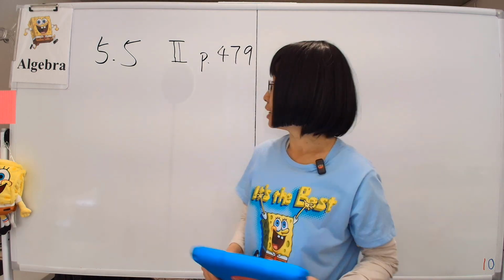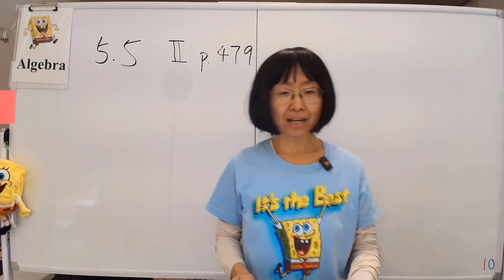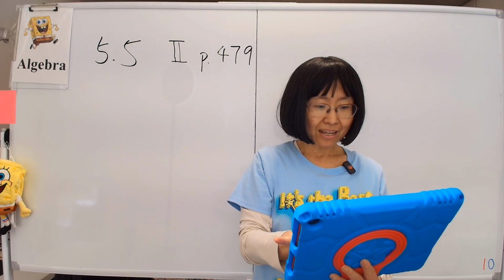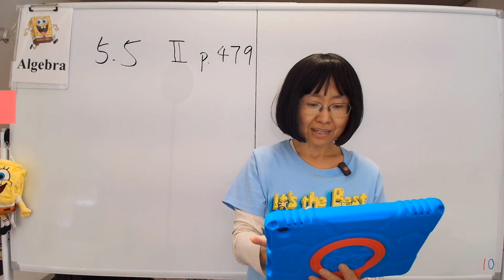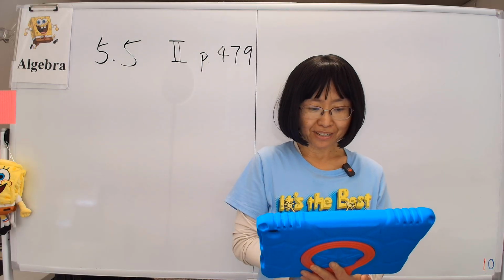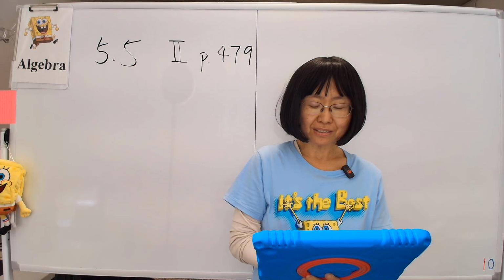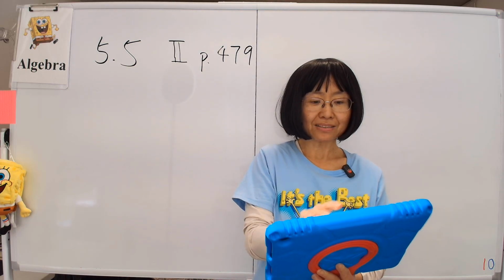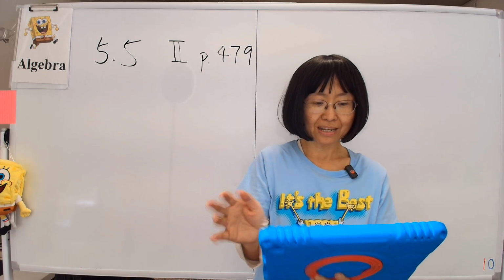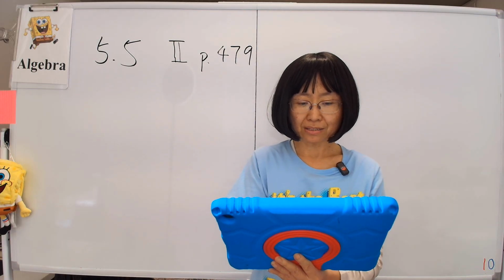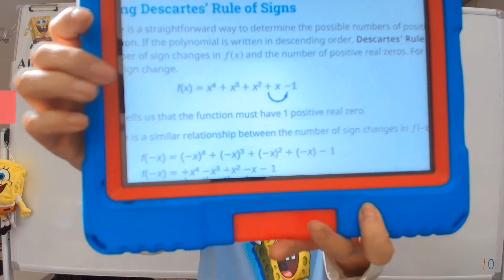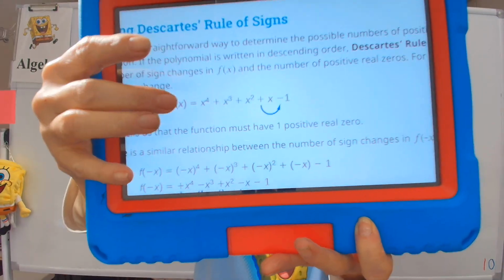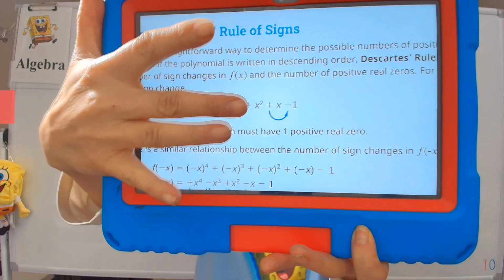Next, let's go to page 479, where we consider René Descartes' rule of signs. Now in the middle of the box, let's read this. According to Descartes' rule of signs, let's say we have a polynomial. Then the number of positive real zeros is equal to the number of sign changes. Let's look at the example right on top of this box, on the same page. We have f of x equal to this stuff, and how many times did the sign change? In this case, there happened to be only one change.